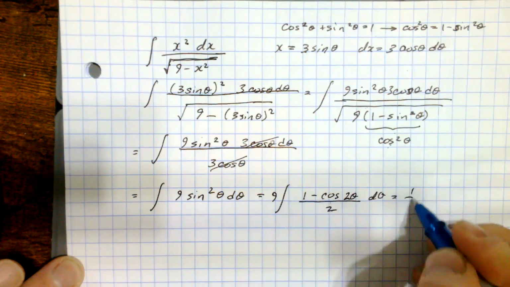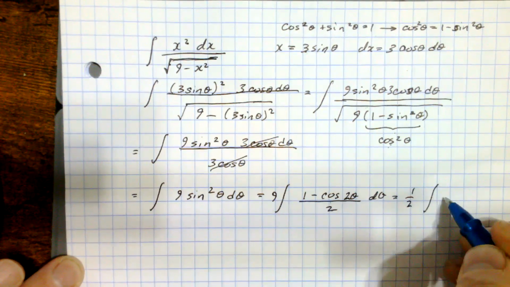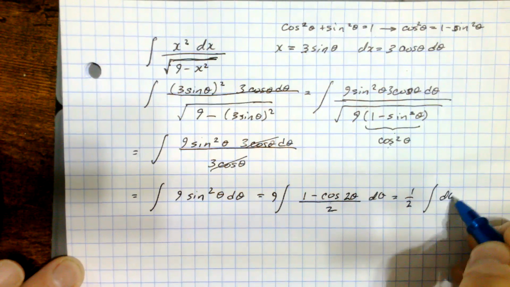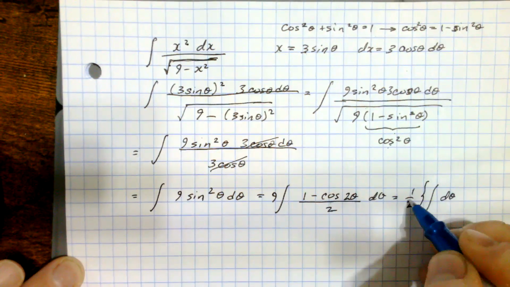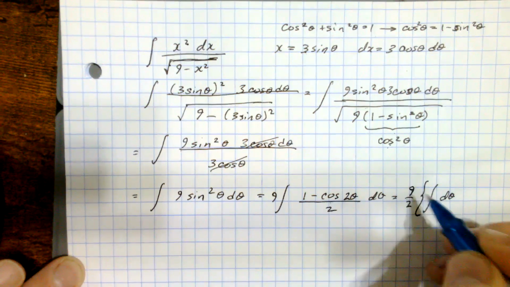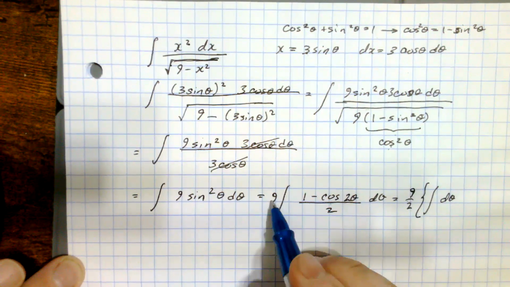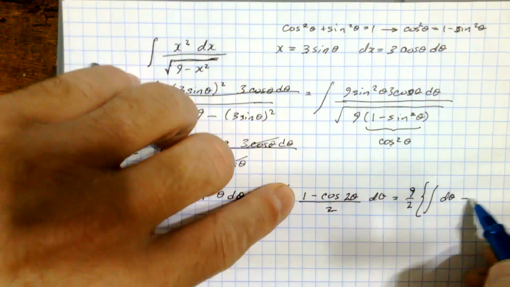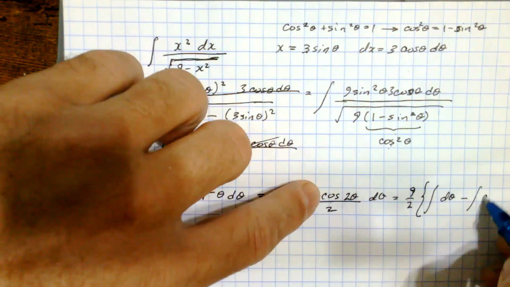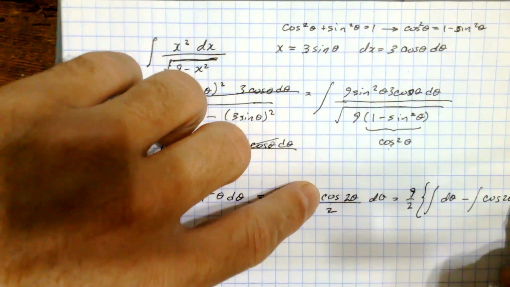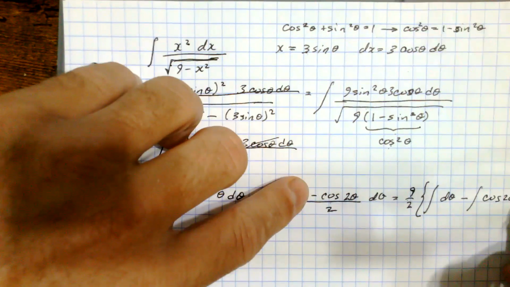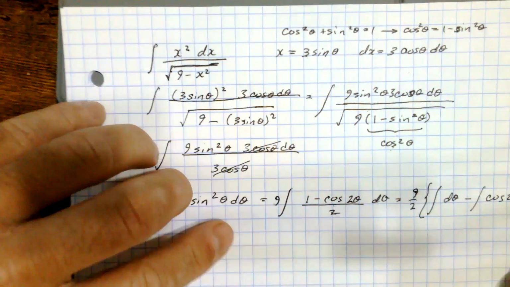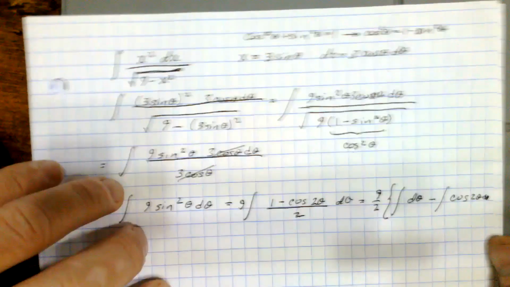So I'm really integrating two separate integrals. I have the integral of d theta, where I have the 1/2. Oh, sorry, that should be 9/2. The 1/2 is here and it's being multiplied by 9, so it's 9/2. So the d theta comes from this part, minus the integral of cosine of 2 theta d theta. I'm running out of real estate there.